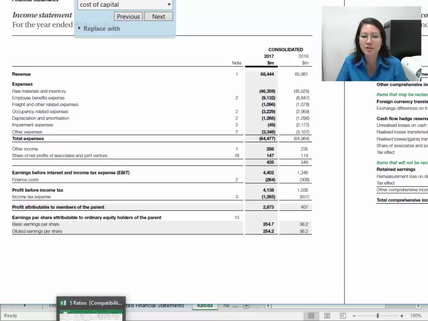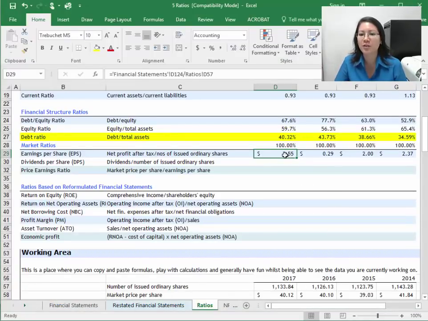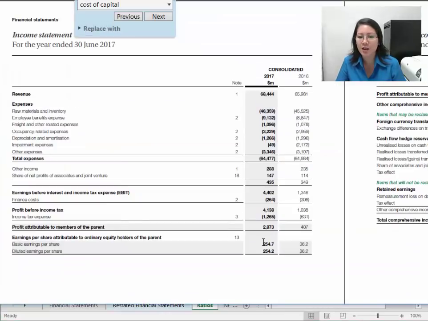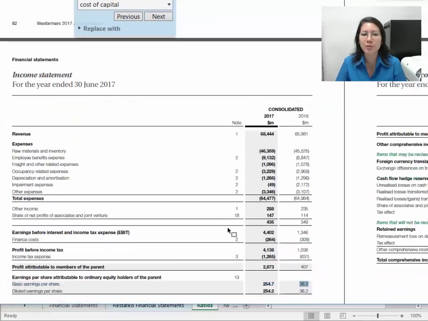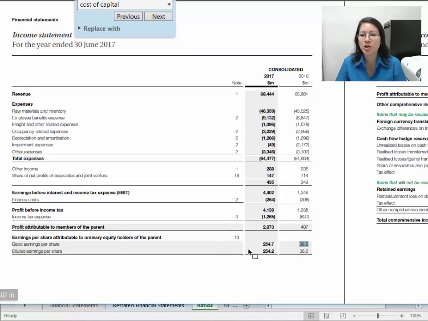What did I calculate? That's almost the same as what I've calculated. That's pretty cool. So I've calculated $2.55 for 2017, and so have they. 254.7 cents, so rounded up to $2.55. And they calculated 236 cents, and I calculated 229 cents for 2016, so slightly out as well. So go back and have a look at the difference between your company and what you've calculated. Just note, companies usually, for some reason, express earnings per share in cents, not dollars.